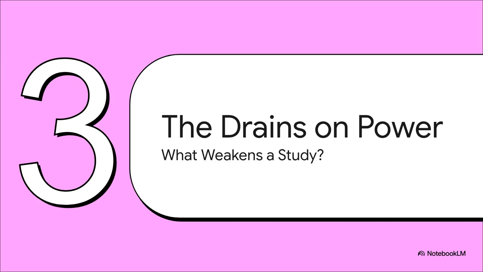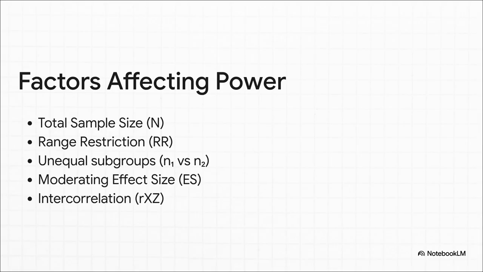So, if the power was that low, the next obvious question is, why? I mean, what was sucking all the energy out of these studies? Well, the paper pointed to a few key culprits. So here are the main power drains. Some of these are pretty intuitive, right? Like having a really small sample size. But others are a little more technical, like having uneven groups or only looking at a really narrow slice of your data, which can totally hide the bigger picture.